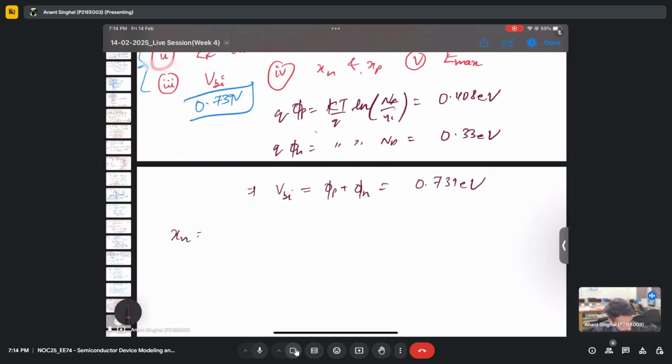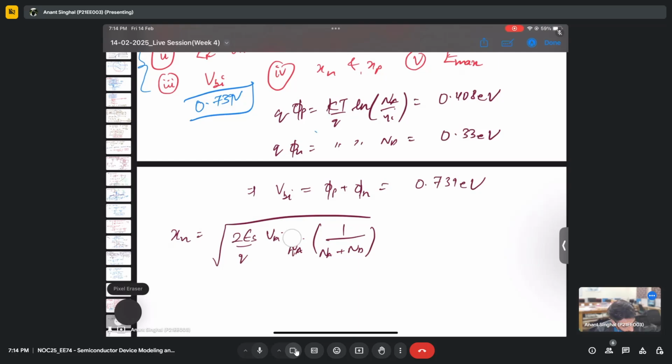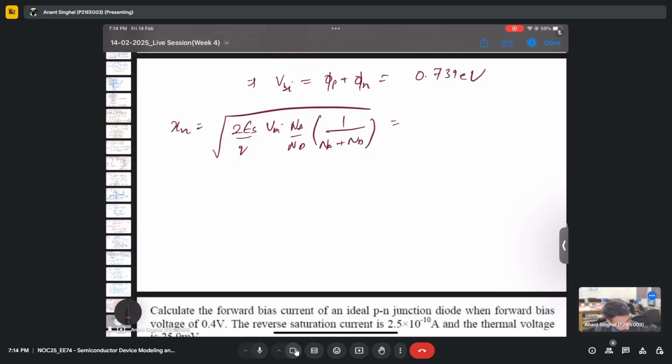Again for xn, we have that formula, the bigger one. VBI is Nd by Na, 1 plus Na plus Nd. This is the formula. xn is Na by Nd. Sorry, this is Na by Nd. You keep all these things. Are you trying? Anyone with any answer?